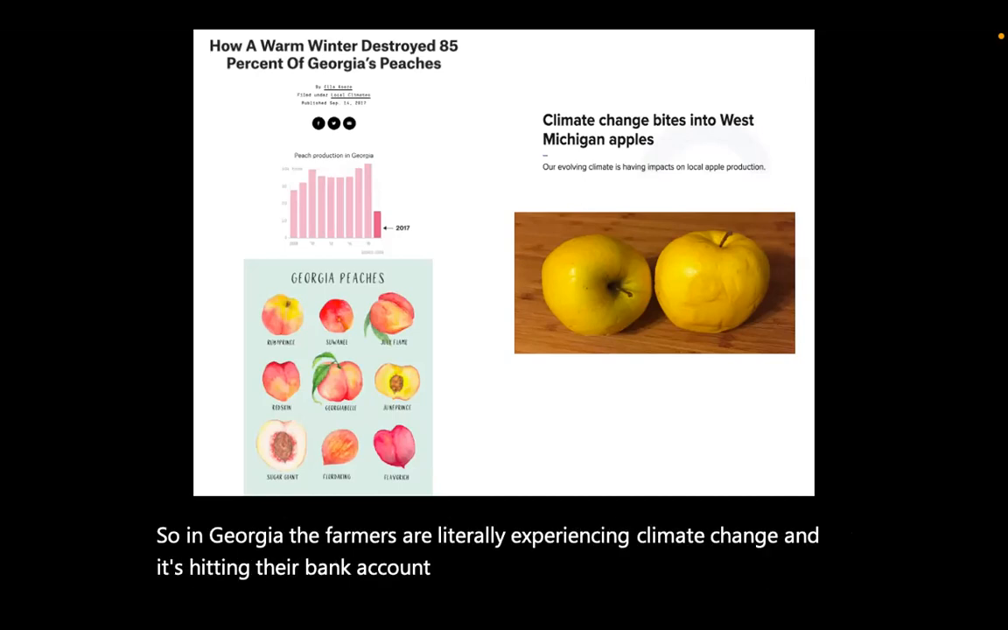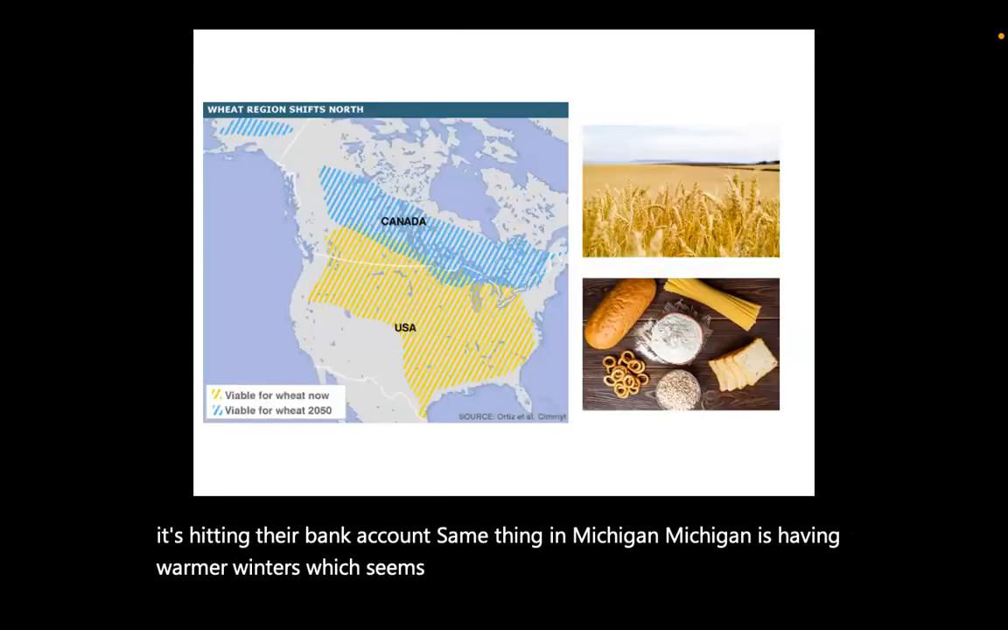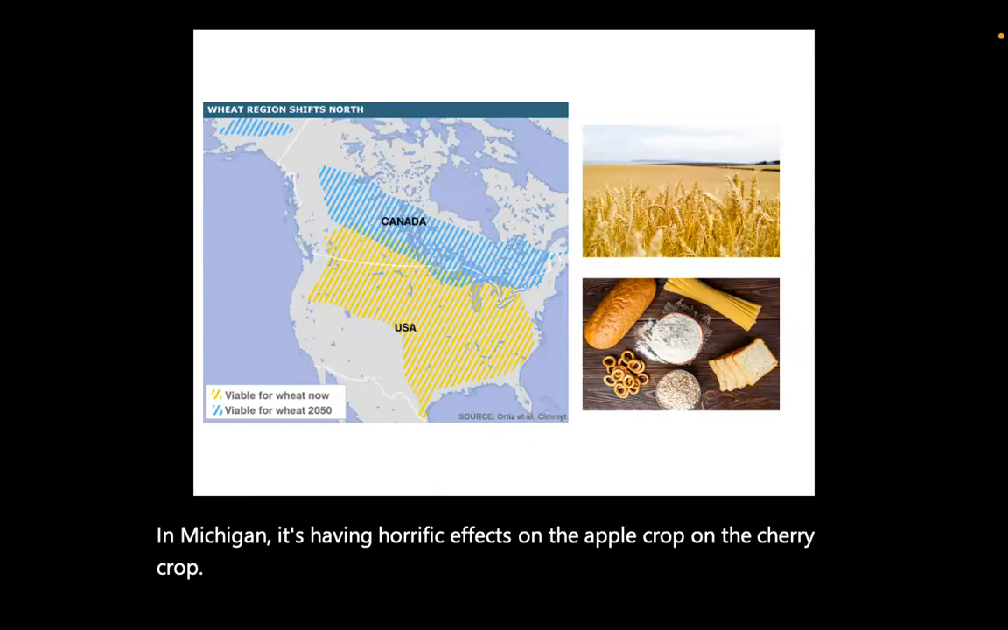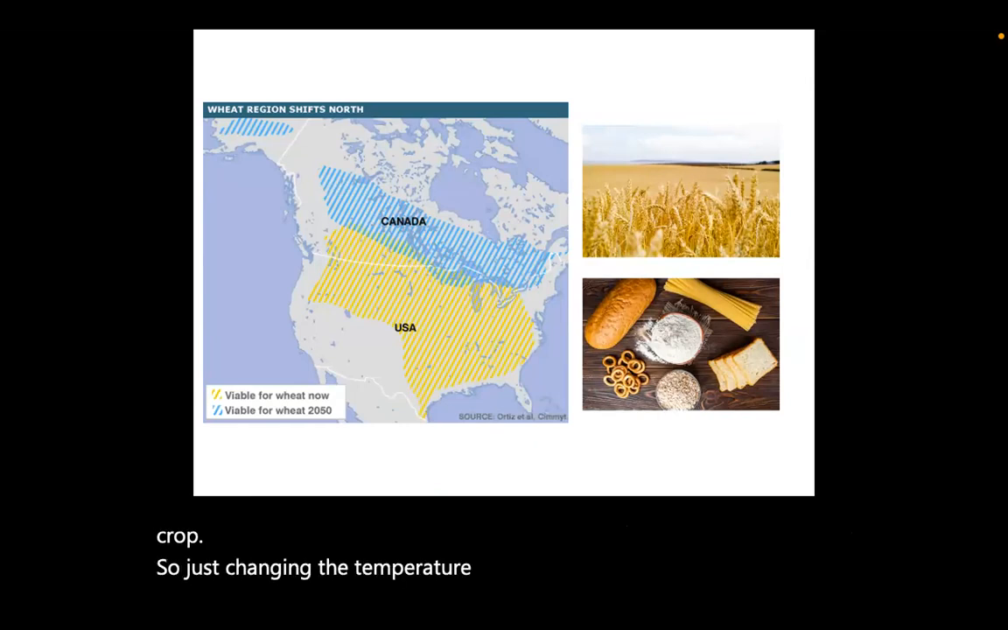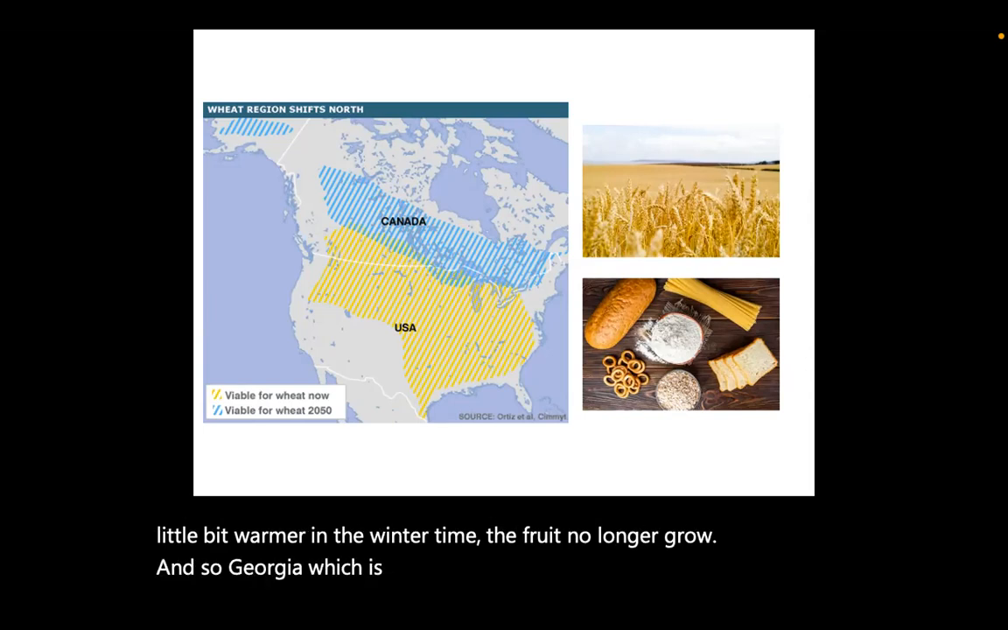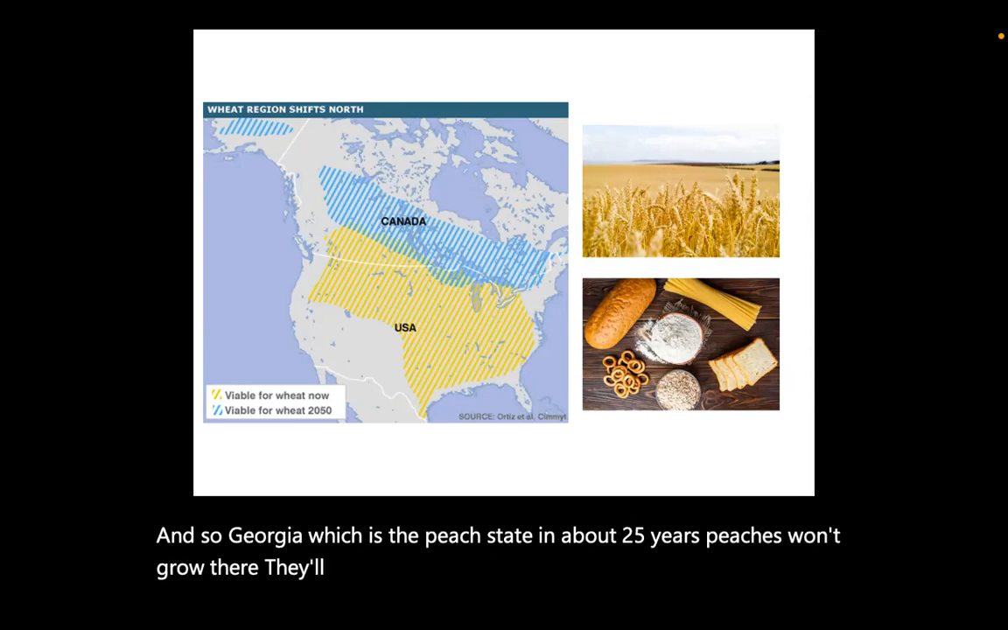Same thing in Michigan. Michigan is having warmer winters, which seems great. Oh, less snow, less ice, yada, yada. This is fantastic. In Michigan, it's having horrific effects on the apple crop, on the cherry crop. So just changing the temperature by about 1 to 2 degrees, make it a little bit warmer in the wintertime, the fruit no longer grow. And so Georgia, which is the peach state, in about 25 years, peaches won't grow there. They'll move north. Apples, they won't grow.